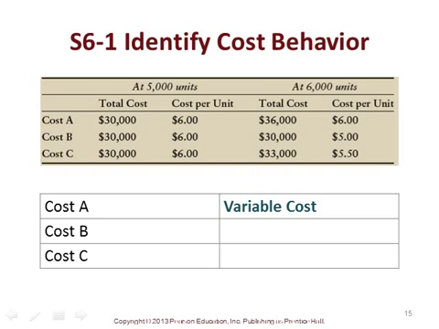So A we say is variable, right? Because the cost per unit didn't change. Our total cost went up from 5,000 to 6,000, but our total cost per unit didn't change. How about cost B? Is that fixed or mixed?